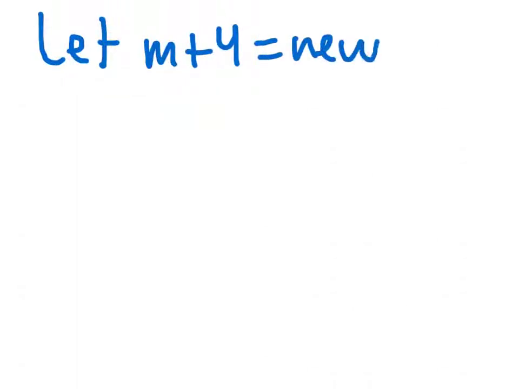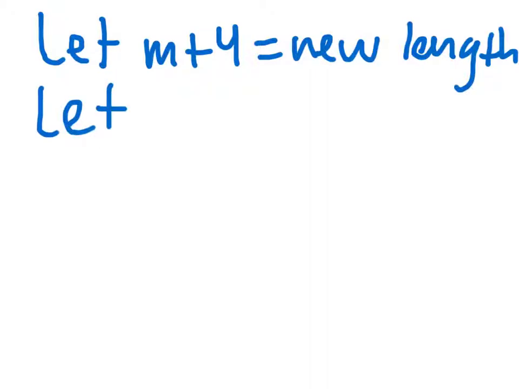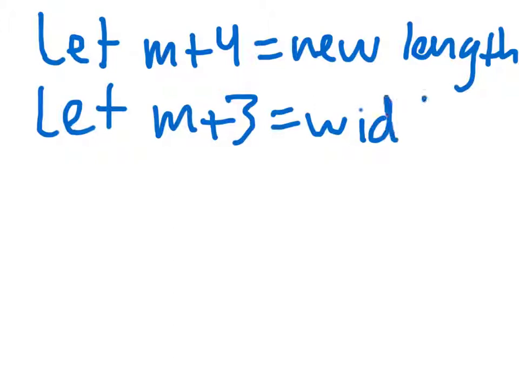Now, we need to name our new width and our new length because the question alters it. In the question it says the new length is increased by 4, so we'll do m plus 4 because m was our length before. So that is our new length. And it says the width was decreased by 2, so we would let m plus 3 equal the new width because 5 minus 2 is 3.